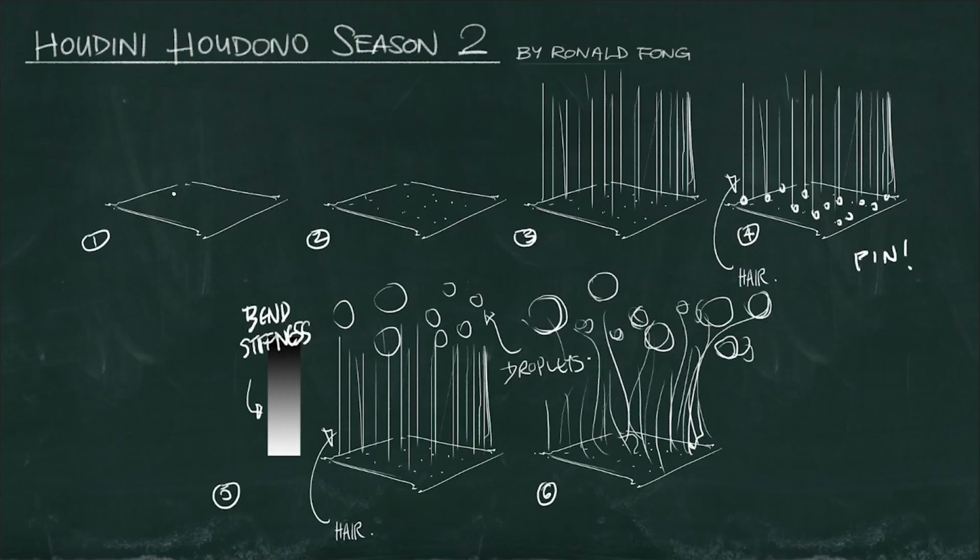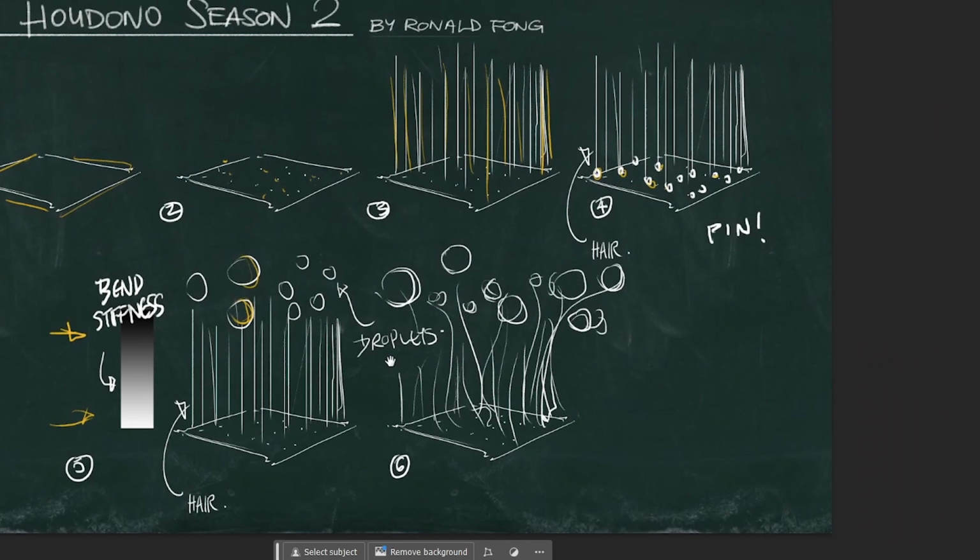So once again, running through the setup, we have made a grid over here, scattered some points, and used the Vellum configure hair, so we get some points for us to simulate. Then we need to pin the starting points, and then we can prepare some droplets and also configure the bend stiffness of each of these hair strands to be tight at the bottom and less tight at the top, and then we can run the simulation. Right, there's one more step after this.